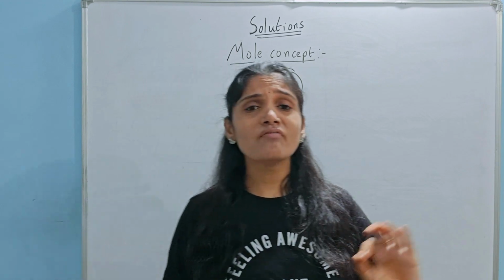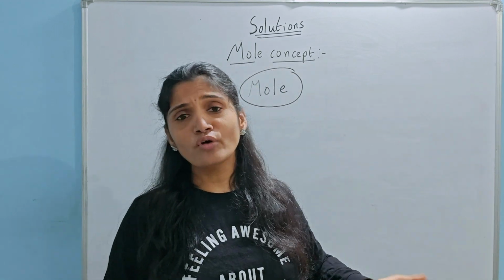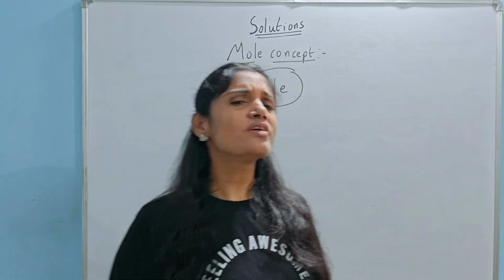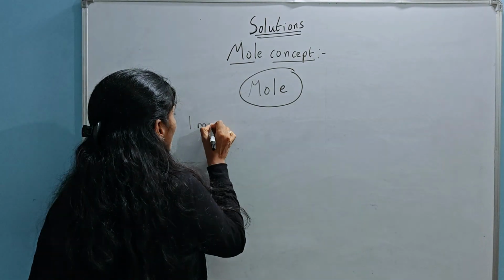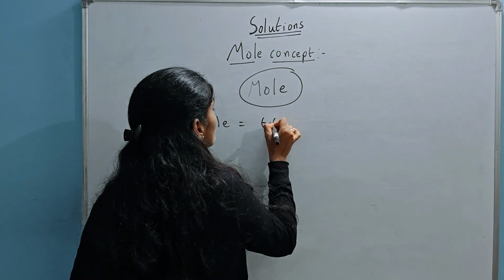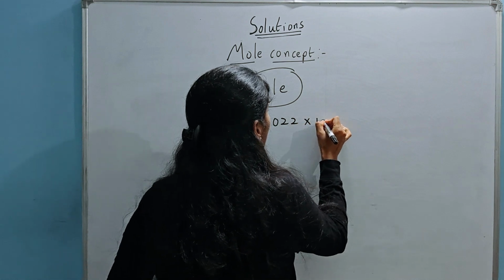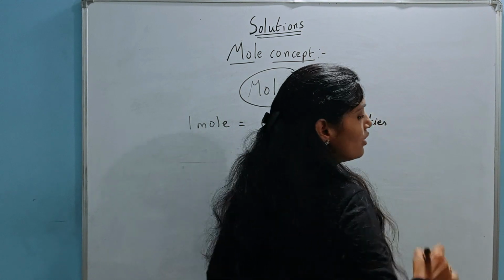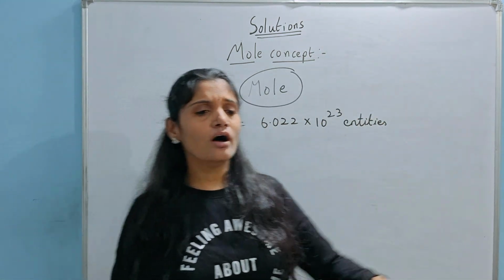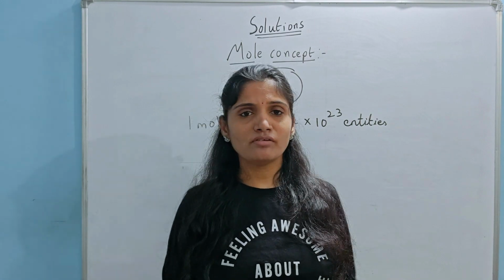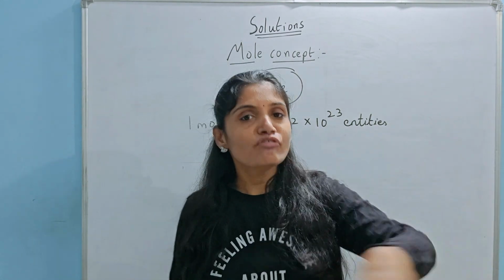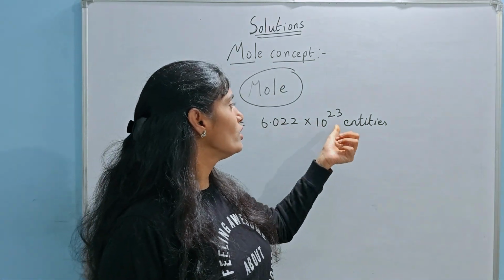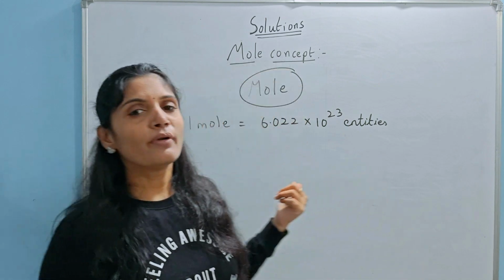Now if I say 1 kg, you get in mind it is 1000 grams. If I say 1 dozen, in your mind you get 12. In the same way, in chemistry, 1 mole is equal to 6.022 × 10^23 entities. For example, if I ask you to count 1 mole of apples, how many apples should you accumulate? 6.022 × 10^23 entities comprise 1 mole.